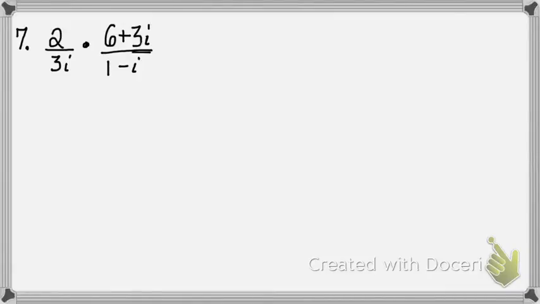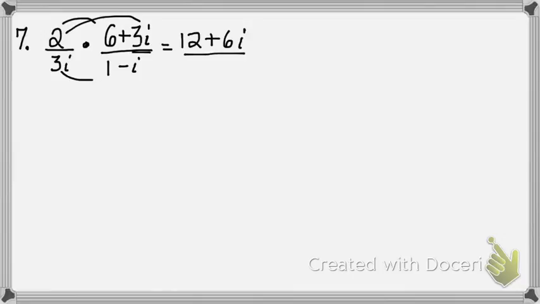Hey guys, now I'm going to show you how to do number 7 from the review sheet. Alright, so the first thing I'm going to do is multiply my numerators and my denominators straight across. Let's do the numerator first. 2 times 6 gives me 12, and 2 times 3i gives me positive 6i.